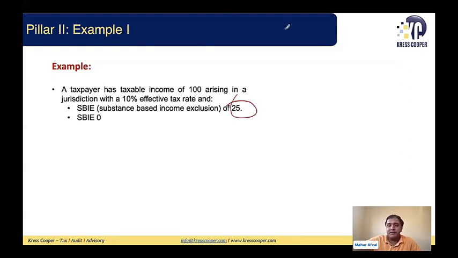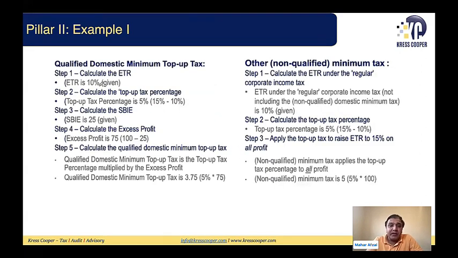This is again another important thing. Now, the substance-based income exclusion: we need to deduct this income because this income has real substance in the respective jurisdiction. So we need to deduct this while applying the 15% tax. We will discuss this again in our coming lectures. So if you go into the solution, 10 is the effective tax rate. Minimum tax rate is 15%. 5 is the differential they need to calculate. Substance-based income is 25, so 100 minus 25 is 75, into 5%, 3.75 is the further tax this group needs to collect and pay to the tax authorities.